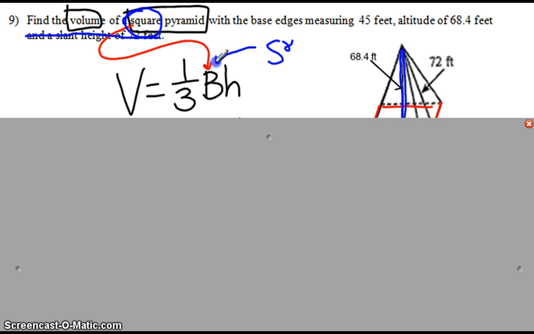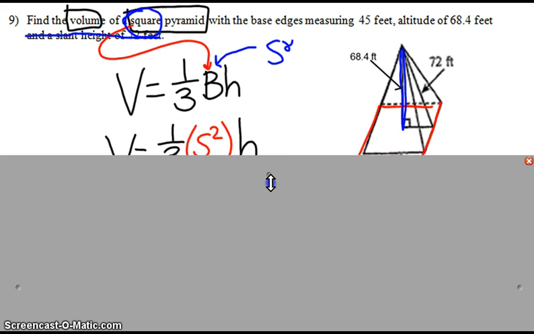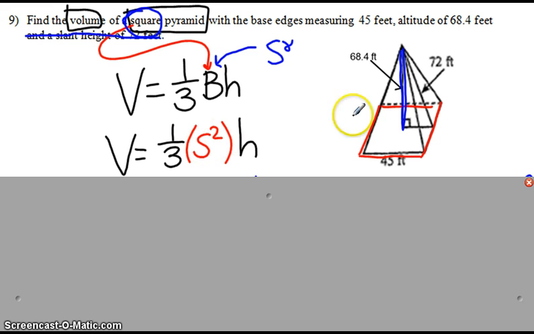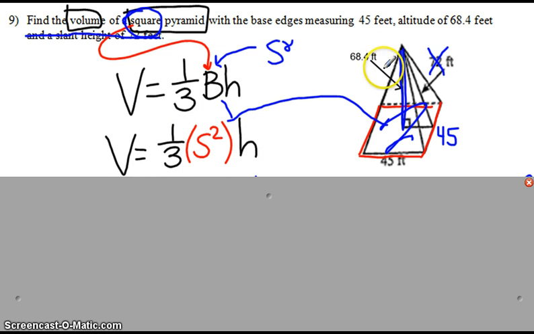We replace the big B, because big B means area of the base, with side squared, which is this side times this side, or 45 squared. So now we're going to replace big B with side squared. And here, again, we cross that off. Our side is 45. This side is 45, because all sides of the square are the same. So we're trying to find this area, because that's what area of the base means. And we're taking this area of the base, multiplying it by a height of 68.4 and multiplying it by 1/3.